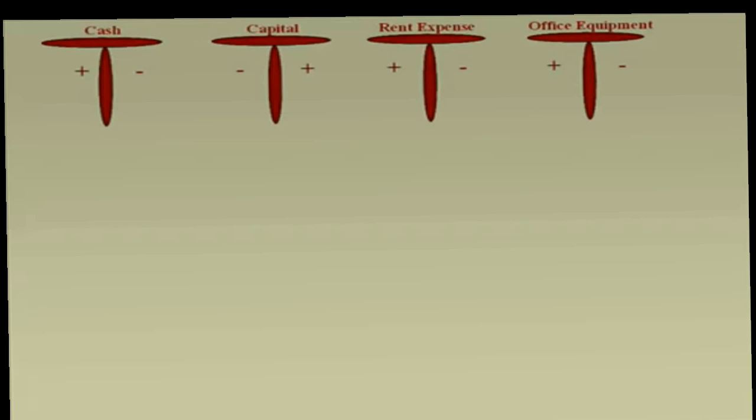Capital is a liability. So, decrease left, increase right. So it's minus plus. Expense, what did Pacioli say? Increase left, decrease right. So it's plus minus. Office equipment is an asset. Go back to the basic law. What did Pacioli say? Increase left, decrease right. So it's plus minus. Did you get those right?